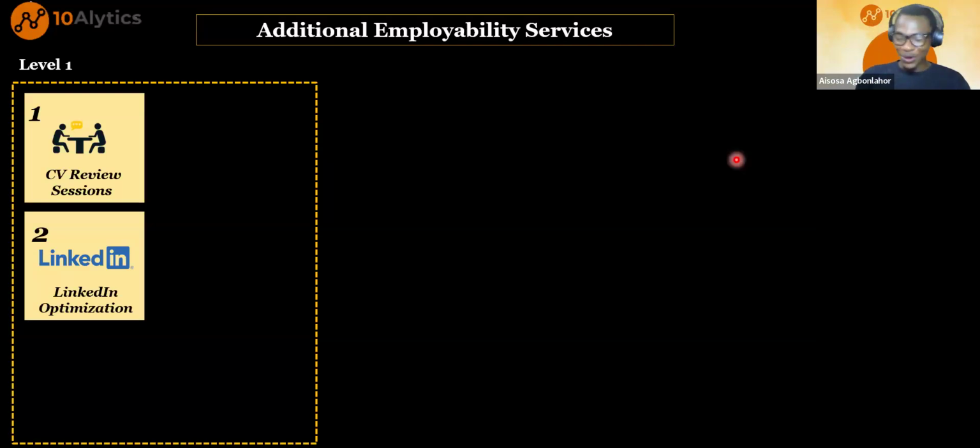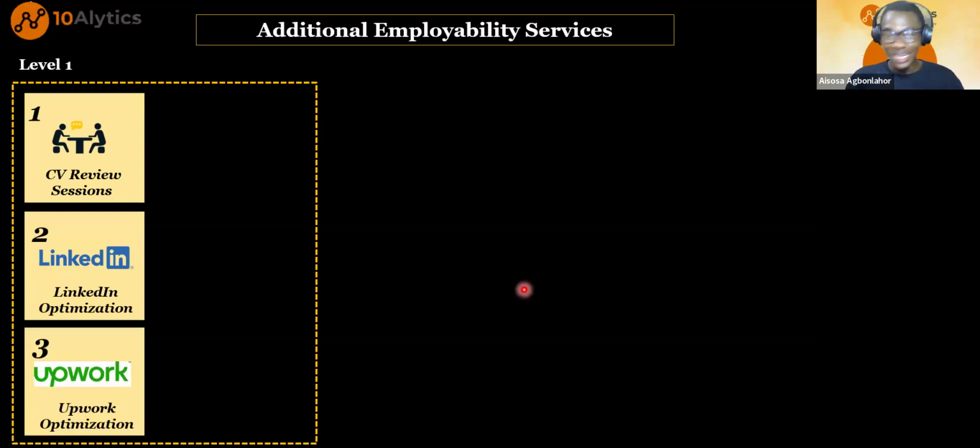Now, next thing you're going to learn, still within level one, is the Upwork optimization. Some of us want to be freelancers. Oh, I don't like working 9 to 5. I want to determine when I work. I want to have that freedom. I want to determine my working hours. I don't want to work under anyone per se. Then Upwork is for you.